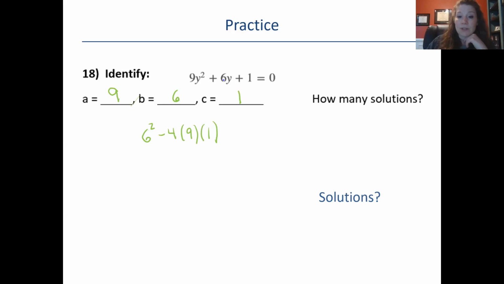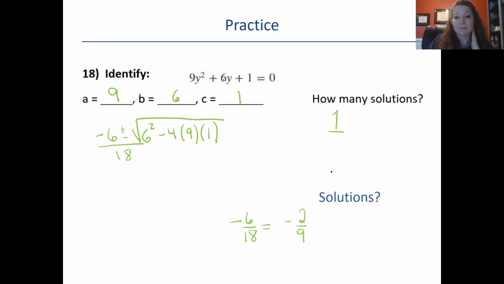And I got 0. So how many solutions? If the discriminant is 0, how many solutions will we have? We'll have exactly 1 solution. And then, since we do have 1 solution, it'll ask us what that solution is. So we're going to do the opposite of B, opposite of 6, plus or minus, which basically that's 0, right? So basically it's just negative 6 over 2 times A, and 2 times 9 is 18. So our one solution is negative 6/18. Those are both divisible by 3. So our answer is negative 2/9.